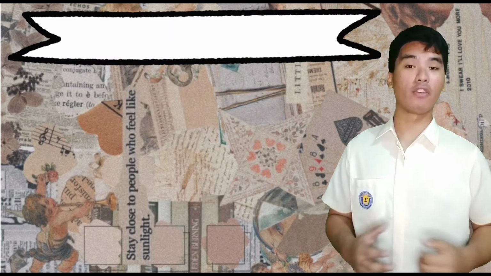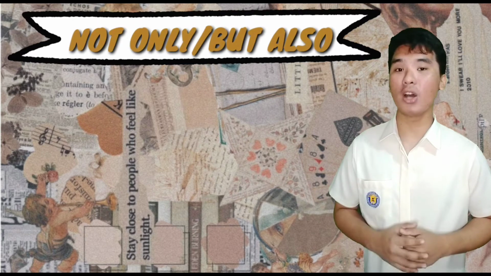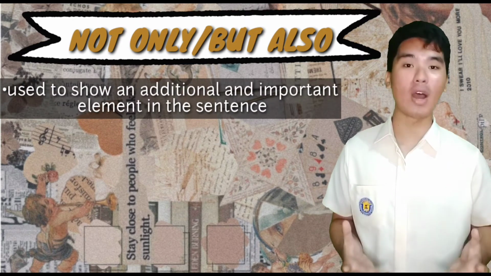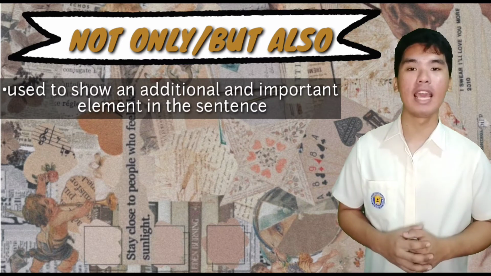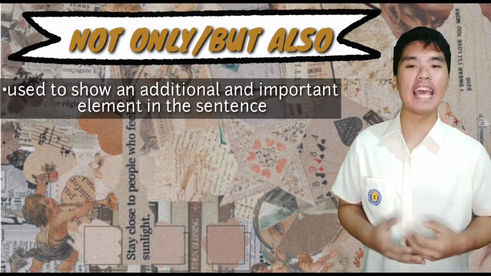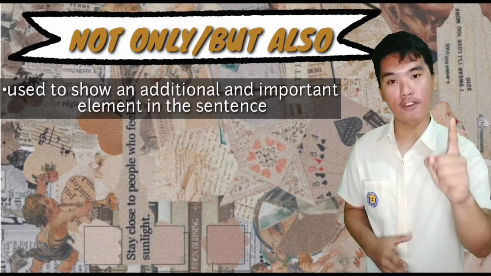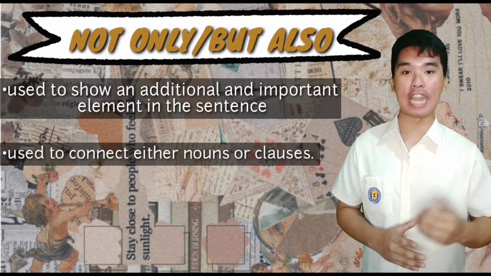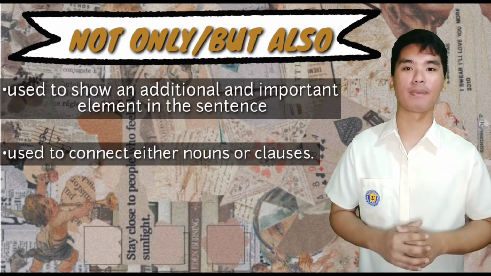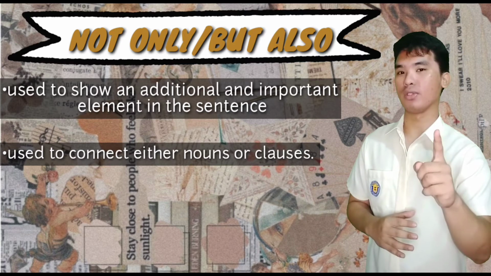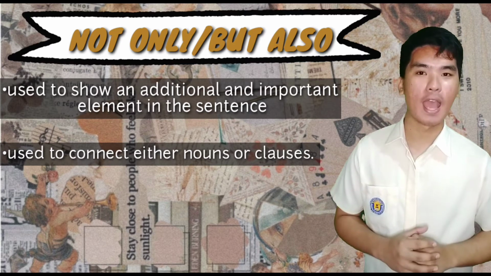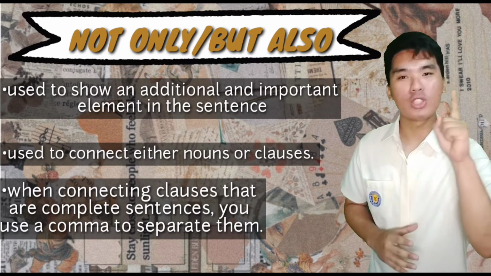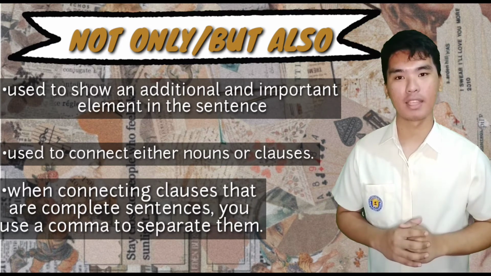For our next pair of correlative conjunctions, we have not only but also. Not only but also are used to show an additional and important element in the sentence that is used to indicate excess when combined with the first element. Not only but also can be used to connect either nouns or clauses. When it connects nouns, you never use commas. But when connecting clauses that are complete sentences, you use a comma to separate them.